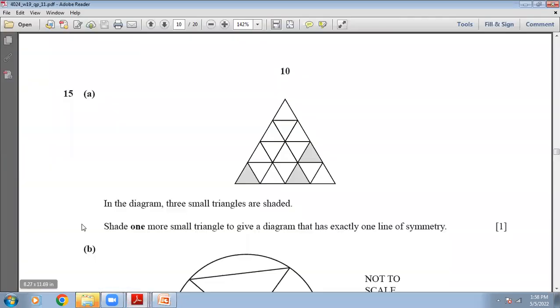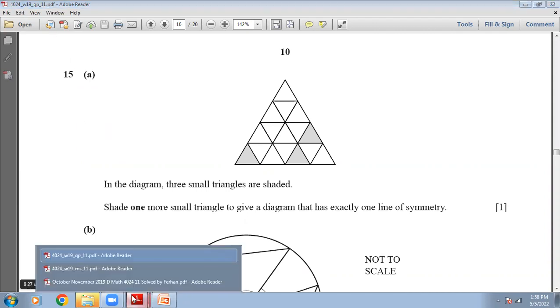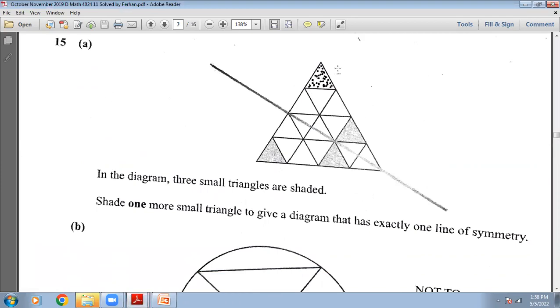Okay, so question number 15 of the winter 2019 1-1 paper is showing up on your screen. In the diagram, 3 small triangles are shaded. Shade one more small triangle to give a diagram that has exactly 1 line of symmetry. So for 1 line of symmetry, you can see here, shade this triangle, and this will be the line of symmetry. So now the figure has only 1 line of symmetry.